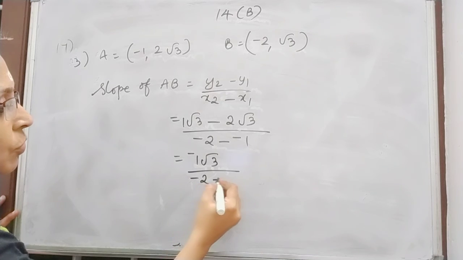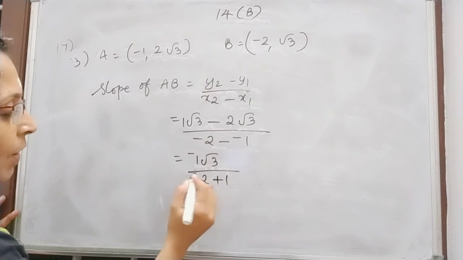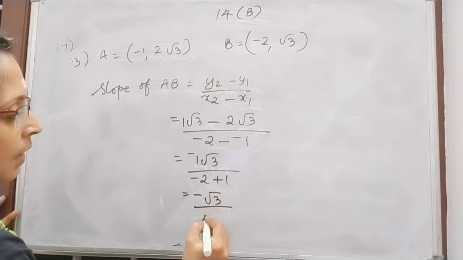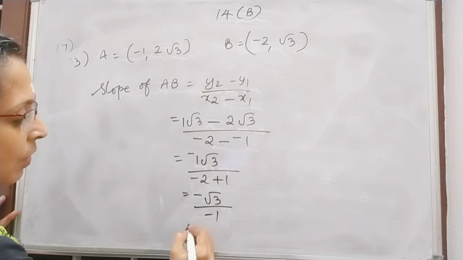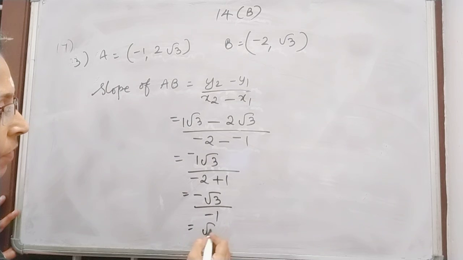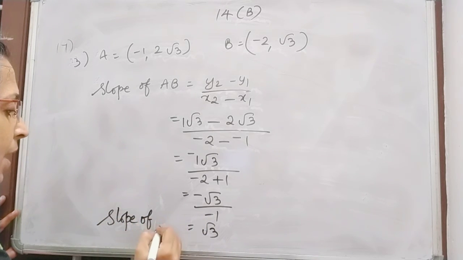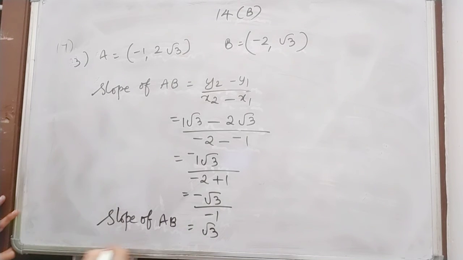Divided by negative 2 plus 1, that is negative 1. Negative 1 root 3 means root 3 itself with a negative sign, divided by negative 1. So negative divided by negative is positive. We will get the value of the slope of AB as root 3. That means slope M is equal to root 3.